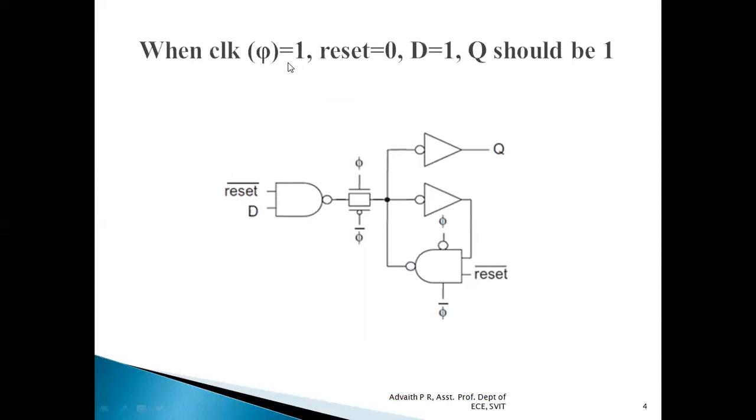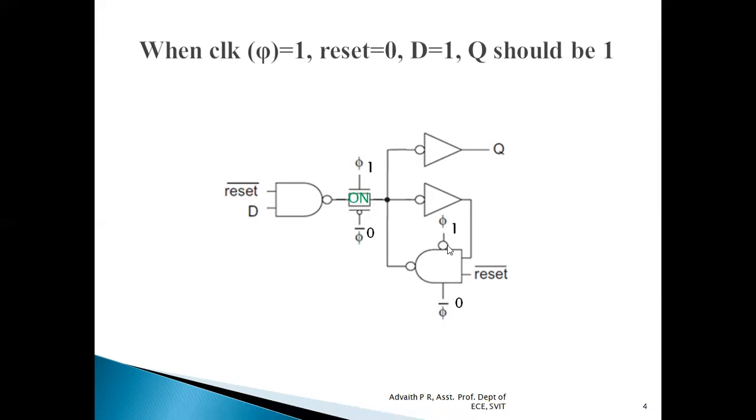When clock is 1, reset is 0, and D input is 1. Because reset is 0, whatever the value of D is should be reflected as the output, which is Q. Let us see that. When clock is high, clock bar should definitely be 0. So logic level high is given to the gate input of this NMOS transistor, and logic level 0 is given as the gate input of this PMOS transistor. So this transmission gate is completely on. If the transmission gate is on, a connection is established from this end of the transmission gate to this end, so it acts as a closed switch.